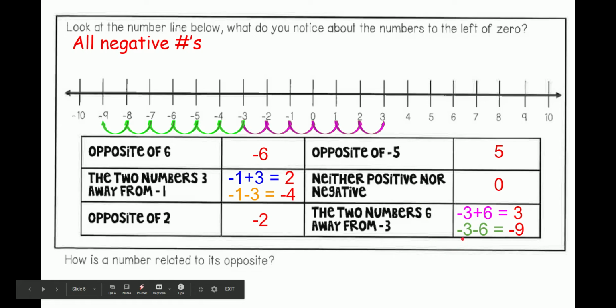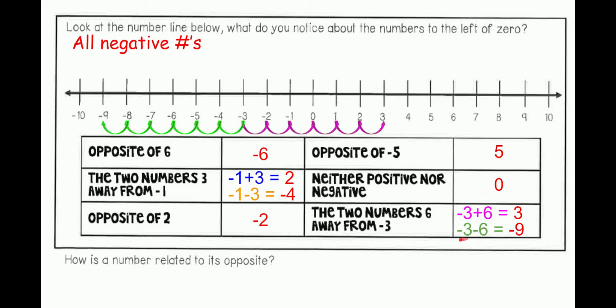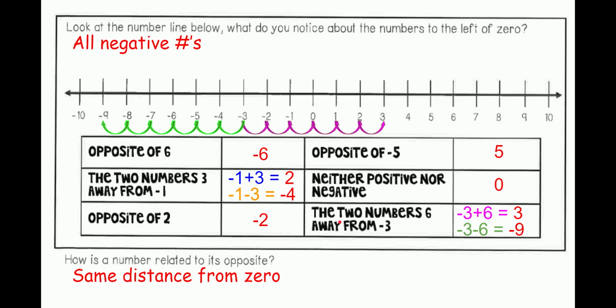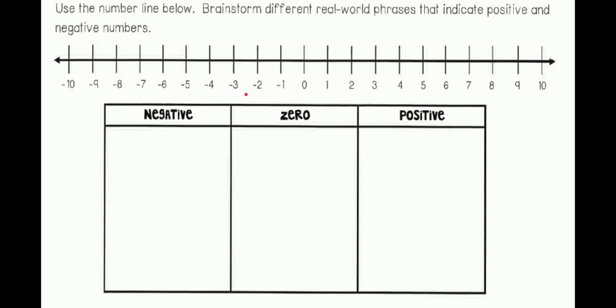If you want to think about it a different way, if you owe someone 3 oranges and then you owe them 6 more, you would owe a total of 9 oranges. I know, kind of a weird thing, owing oranges. How is a number related to its opposite? Well, numbers are related to their opposites because they are the same distance away from 0. So 3 is the same distance away from 0 as -3.